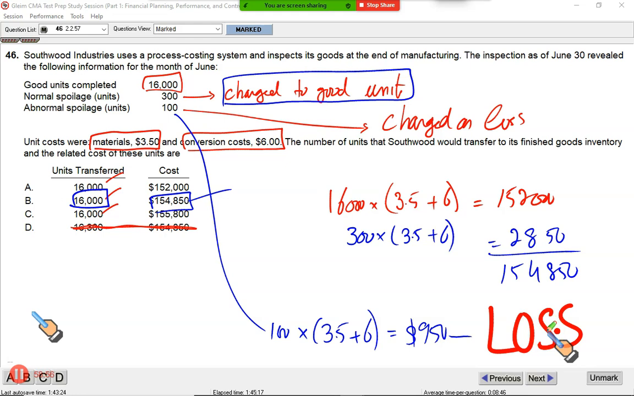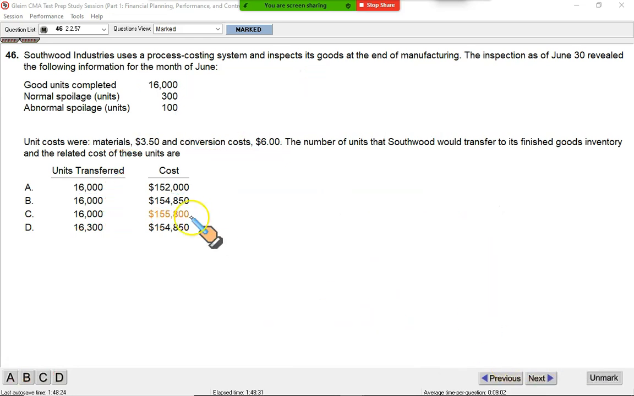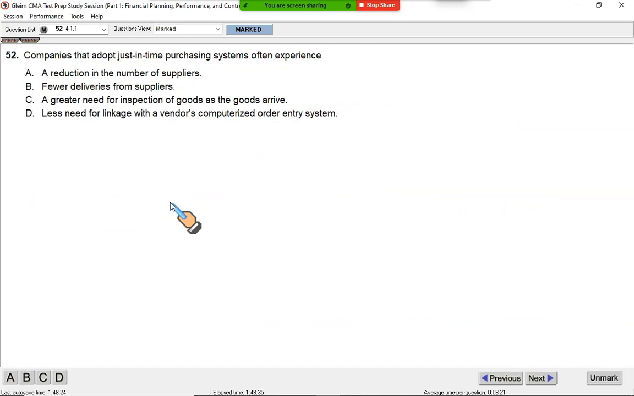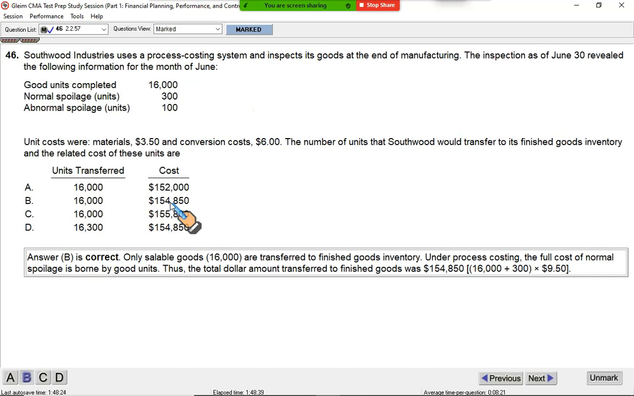So this is something very important to learn: the normal spoilage is charged to good units. It becomes the cost of production, whereas abnormal spoilage is separated and charged as a loss for the period. And that's the reason it makes B our correct option. All right, so that completes your process costing.